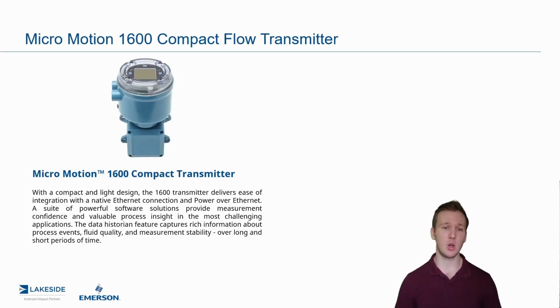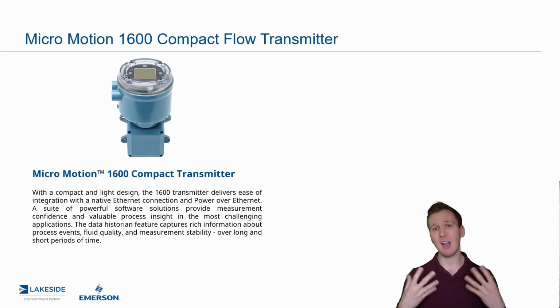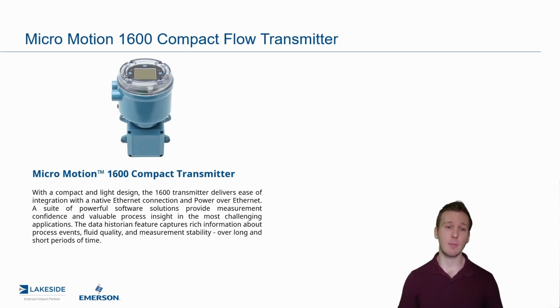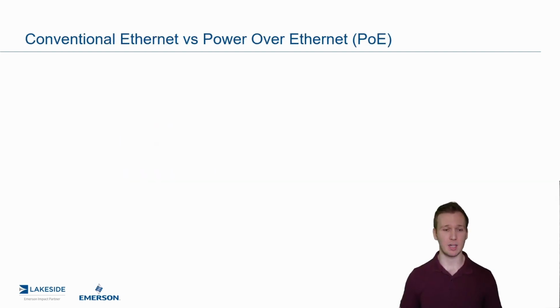And in today's episode, we're continuing our discussion around the 1600 compact transmitter. Now in the last episode, we talked about the OSI model for Ethernet, and we mentioned the various layers throughout. Today we're going to take a little bit more of a deep dive, focus on the bottom layer, the physical layer, and the different options we have with the 1600 transmitter.